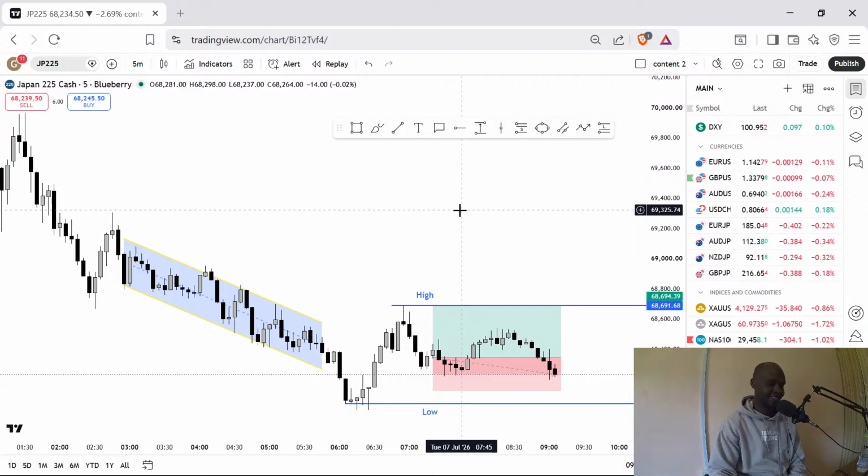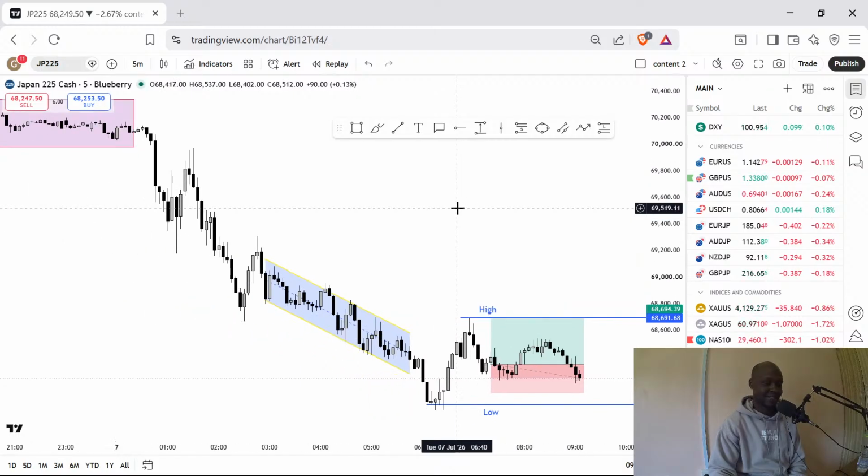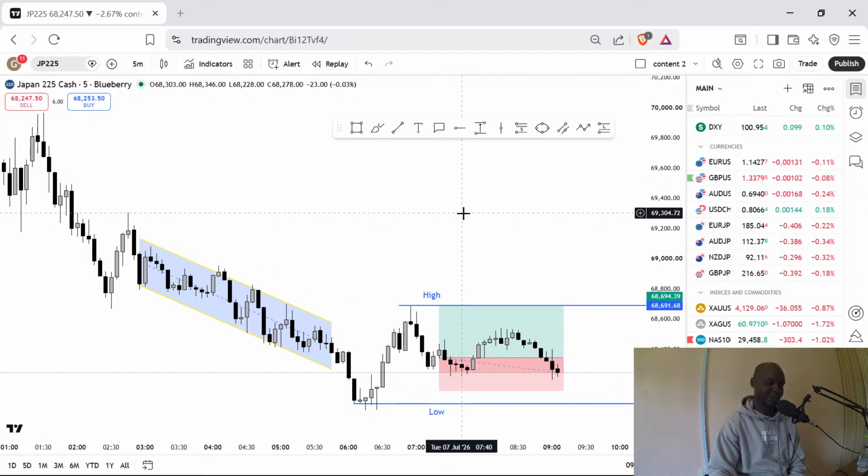Price is really testing my patience. Now, this is just part and parcel of trading, having to hold trades in such scenarios.